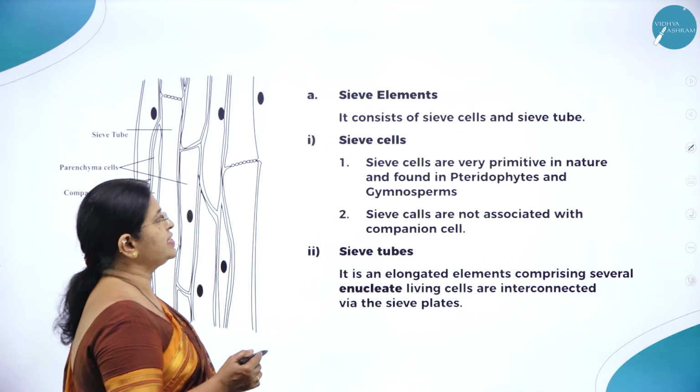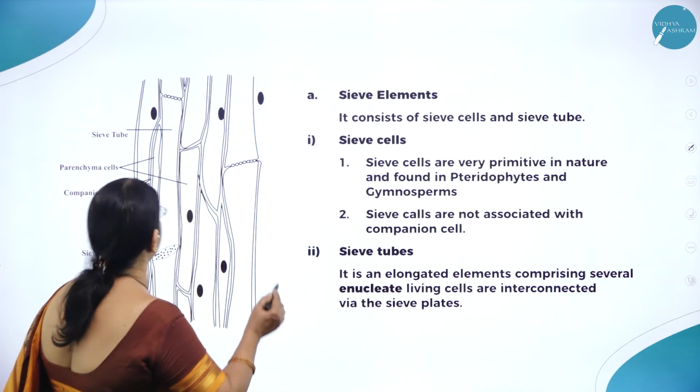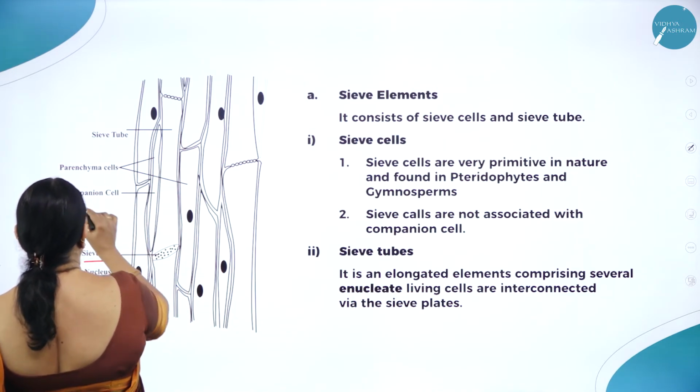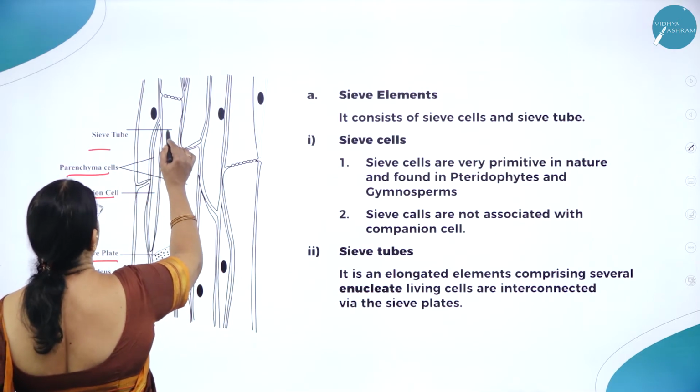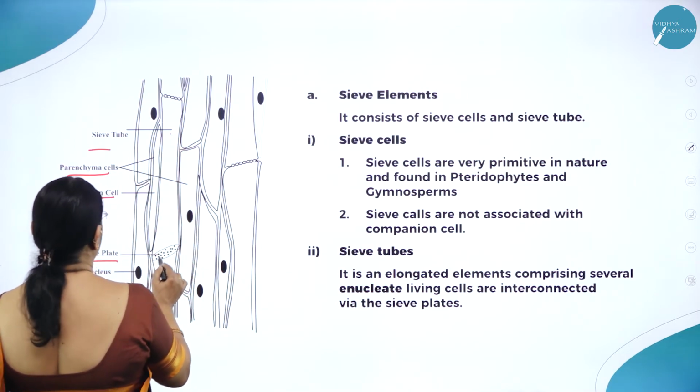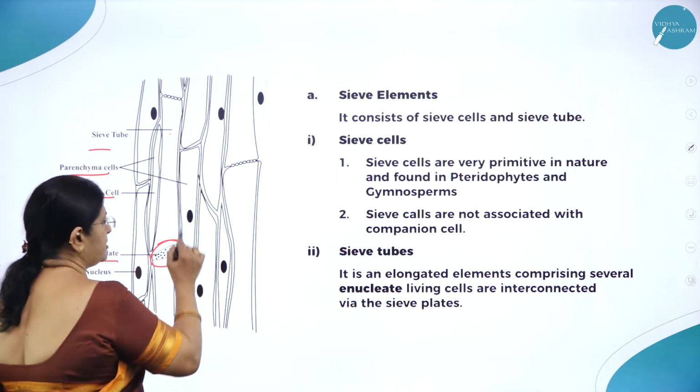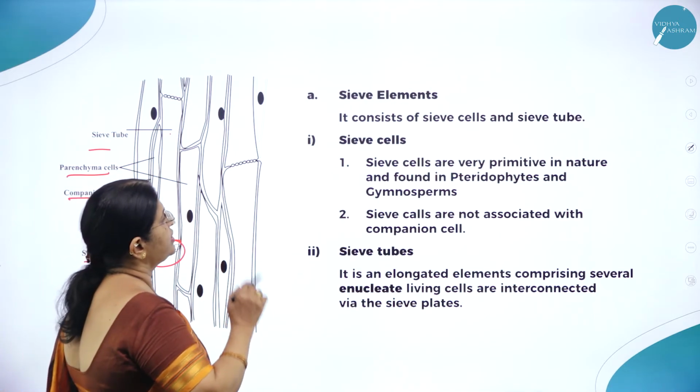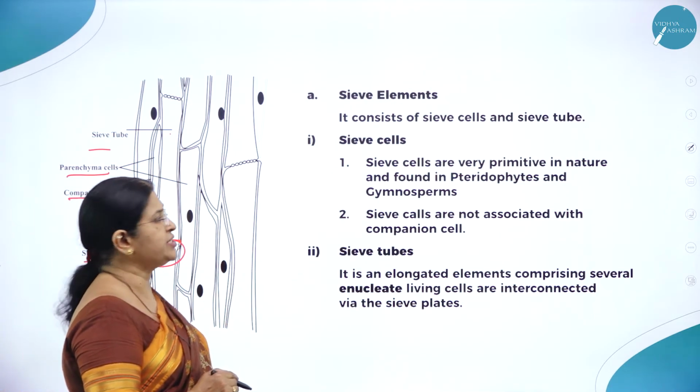Now, sieve elements consist of sieve cells and sieve tubes. Here you can see the sieve plate, companion cell, and parenchyma cells. Here you can see the sieve tube, and here we can see the sieve plate. So this is how it looks. So sieve elements consist of sieve cells and sieve tubes.